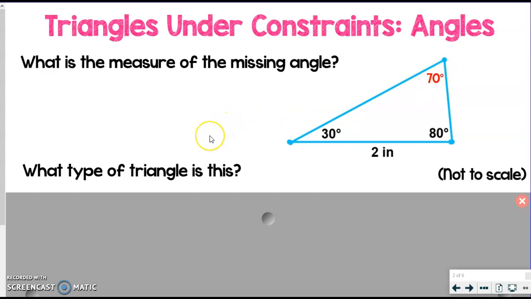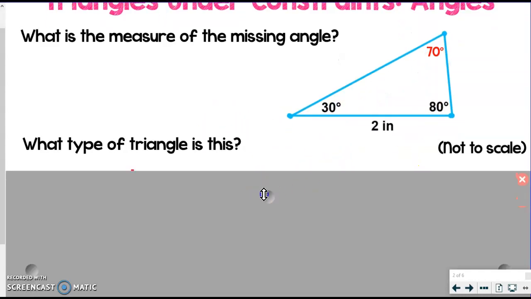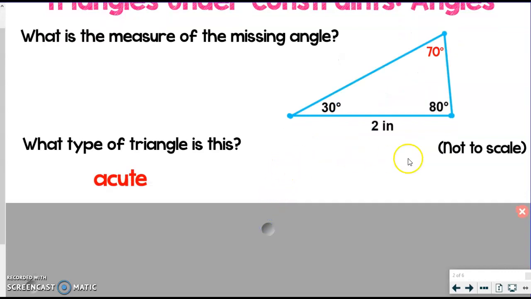So now, first off, I just want to keep this fresh in our mind. What type of triangle is this? Well, all of these angles are less than 90, so it means it's an acute triangle. And obviously this is not drawn to scale, this is just to show you what we need to look at.